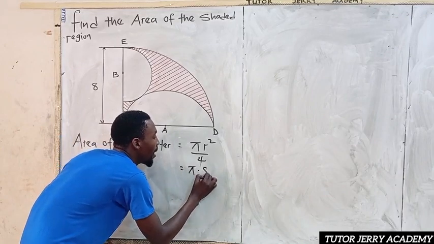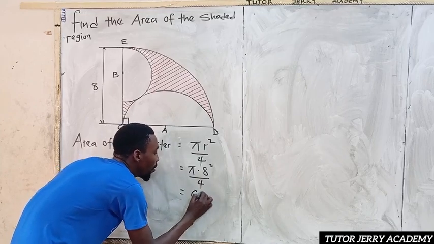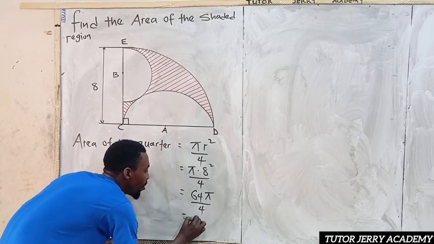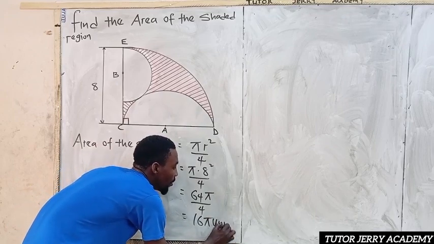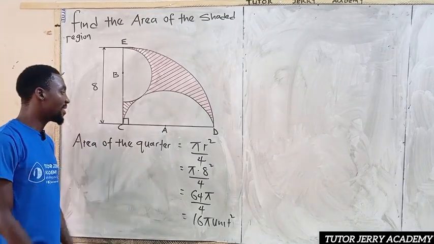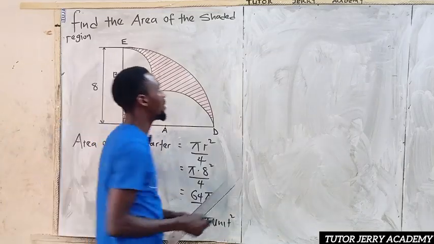So we are going to have this to be pi multiplied by 8 squared all over 4, which will be equal to 64 pi all over 4. 64 divided by 4 is 16. Then we have this one as 16 pi units square. Now, the next thing we are going to do is to find the area of this big semicircle.